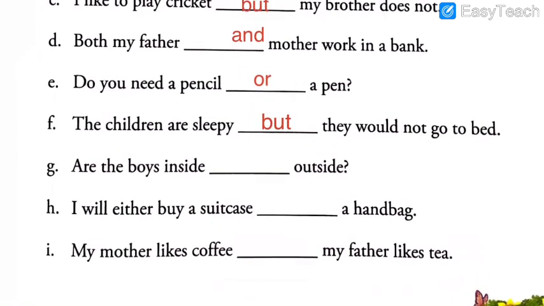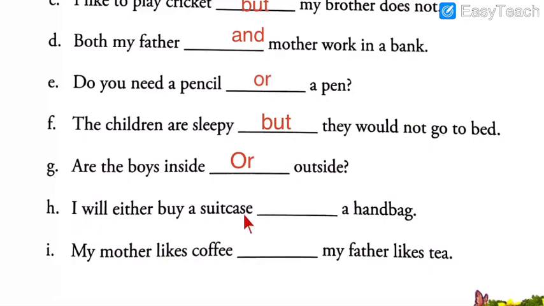Okay, next one. Are the boys inside dash outside? Are the boys inside dash outside? Your time starts now. Within the count of 5, please try to solve it. 1, 2, 3, 4, and 5. I hope you have solved it. Are the boys inside? What will be the answer? Or outside? Because boys can be either inside or outside. Again, here the choice is given. Where are the boys? You will have to select where they are, inside or outside.